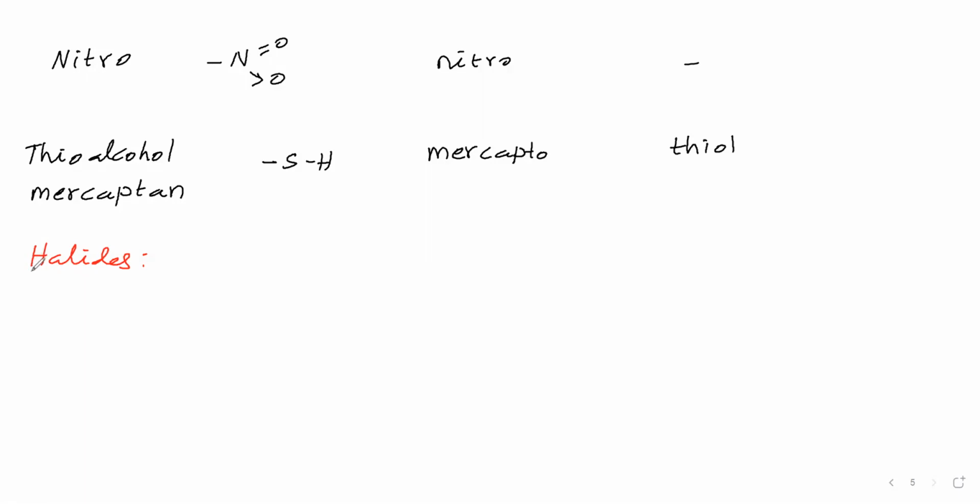Now we have taken halides. In this we will take CH3, CH2, Cl. First we will see the common name. CH3, CH2 is called the ethyl group. Cl is called chloride. So the common name is ethyl chloride.